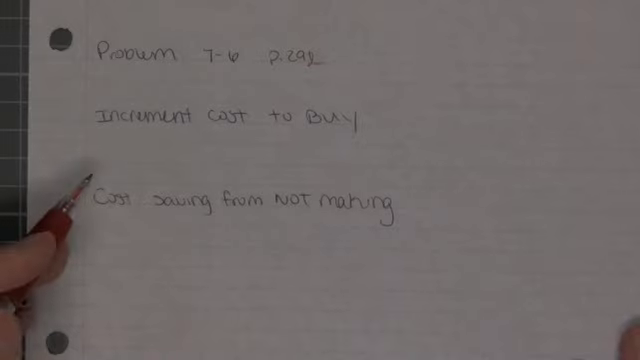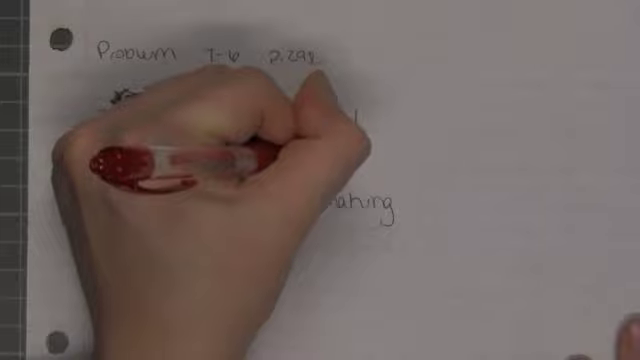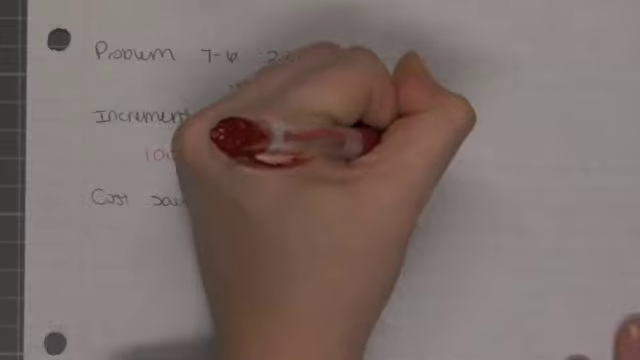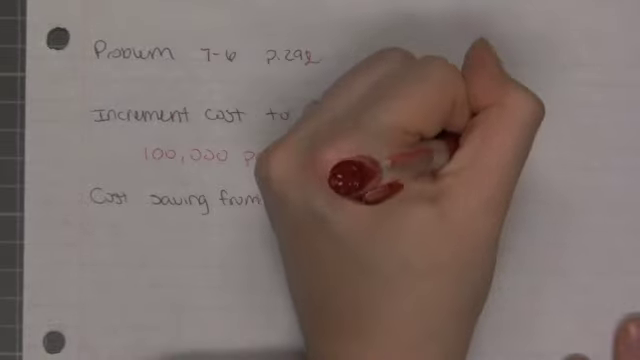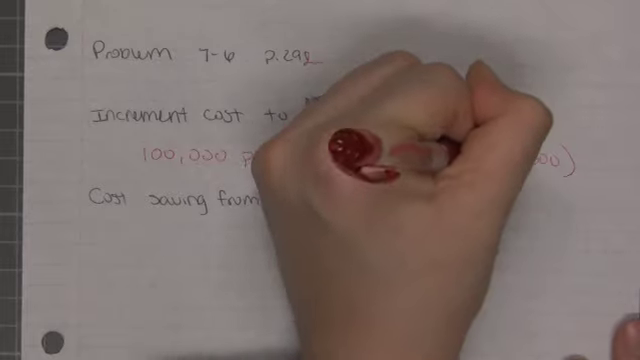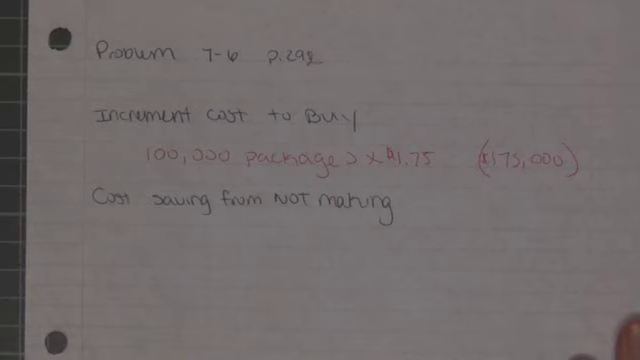But in this case, if we buy the containers from someone else, we have to spend $1.75 for 100,000 packages. So that's going to cost us $175,000. So that's the cost of buying our containers.